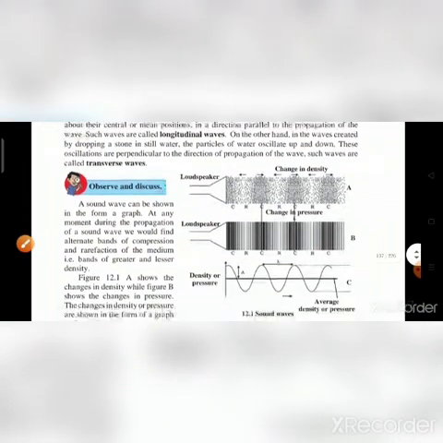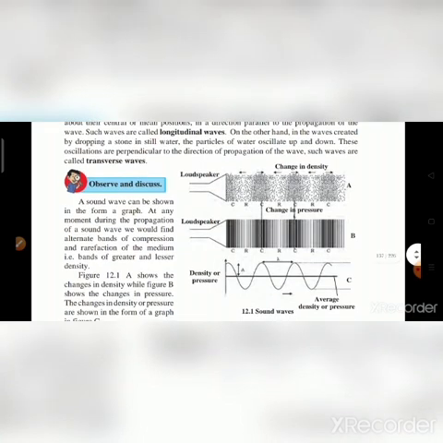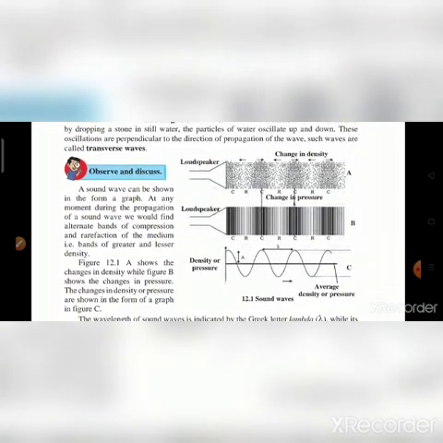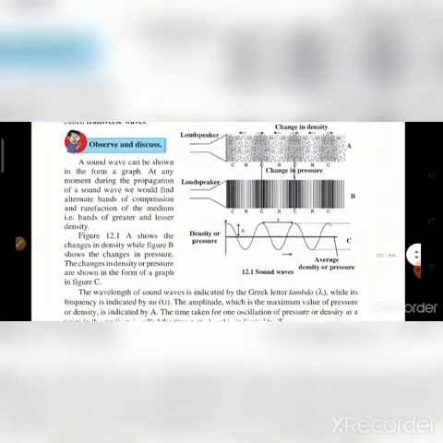A sound wave can be shown in the form of a graph. At any moment during the propagation of a sound wave, we would find alternate bands of compression and rarefaction of the medium, that is, bands of greater and lesser density. So here you can see the change in density and the change in pressure in the loudspeaker. So the average density of the pressure, here they have given us the wavelength and the waves.